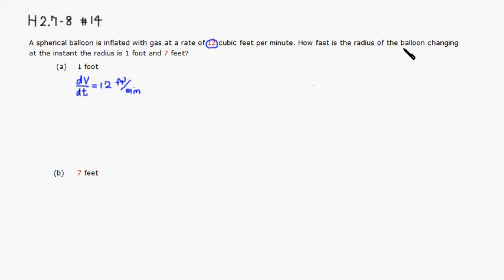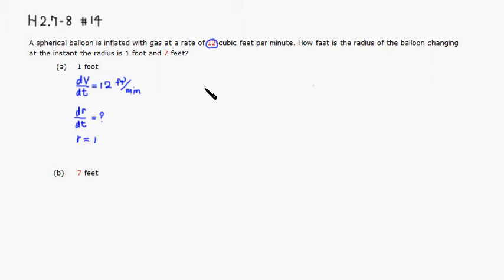How fast is the radius of the balloon changing? So we are looking for dr over dt. This is what we are looking for. And it's given that the radius is 1 foot, so r is given to be 1 for part A.